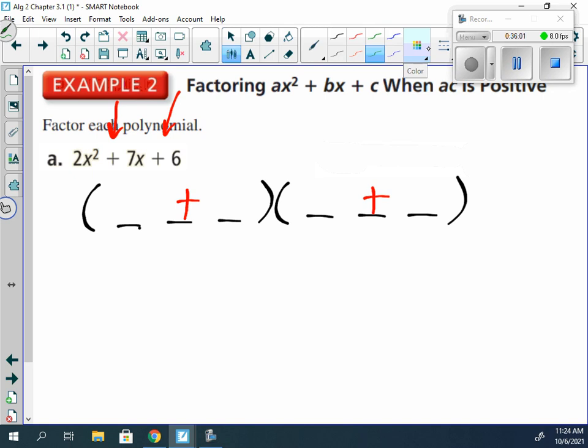Now we need to find the factors of the first and third terms. Well, the factors of 2x squared, 1 and 2, so we can say 1 and then x squared would be x and x. Now we can say 1x or just x, both of those are fine. Now what are the factors of 6? Well, 1 and 6, 2 and 3. What do we want to try first?